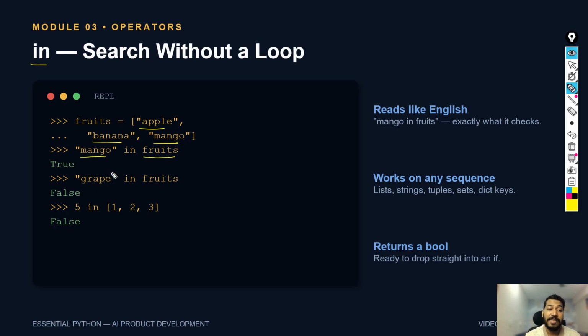Let's take another example where we are going to validate whether grape is a part of the given fruits list or not. Grape is not part of the fruits list, so it will return false. Similarly, I'm going to validate whether 5 is a part of the given list of items or not. This is not part of the list of items, so certainly it is going to return false. I hope the explanation is pretty clear. All right, now it's time to jump to the next slide.